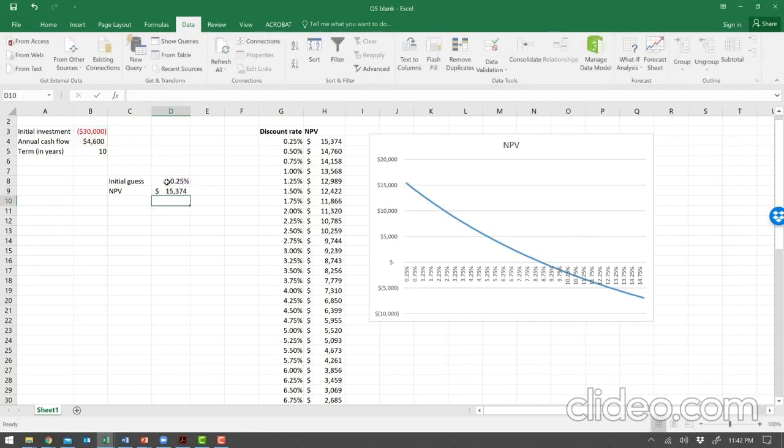So if the discount rate is 0.25%, the NPV is $15,374, same as we had before. Now, let's use goal-seek function.